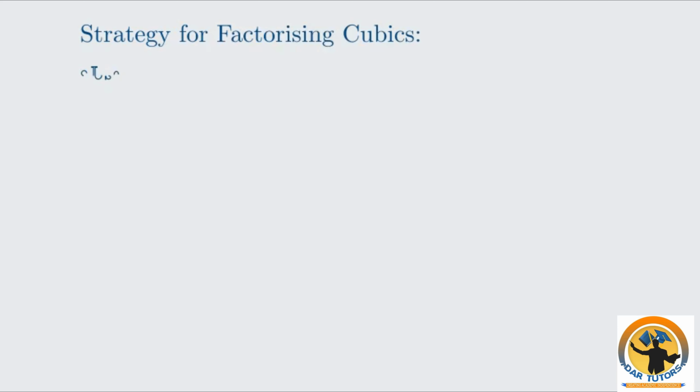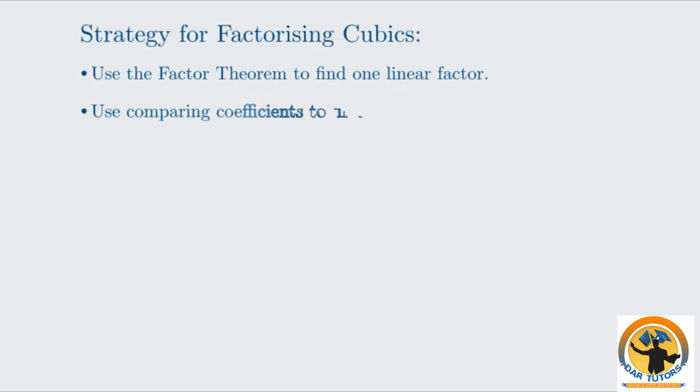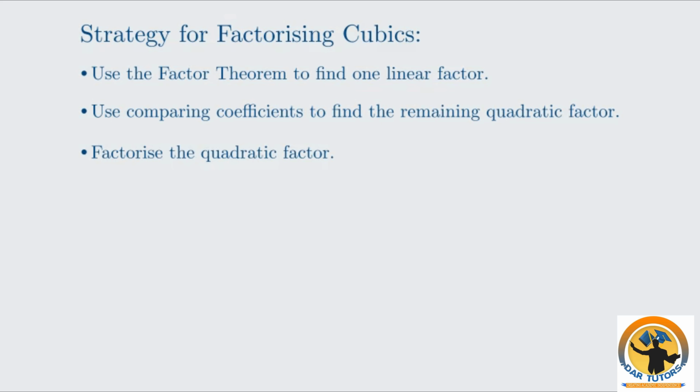The strategy is to first find one factor using the factor theorem, and then use comparing coefficients to find the remaining factor. Let's fully factorize the cubic x cubed plus 3x squared minus 33x minus 35. To find a factor, we need to test values of x that make the polynomial 0. A helpful hint is to only try numbers that are factors of the constant term, which is negative 35. The factors of 35 are plus or minus 1, 5, 7, and 35.